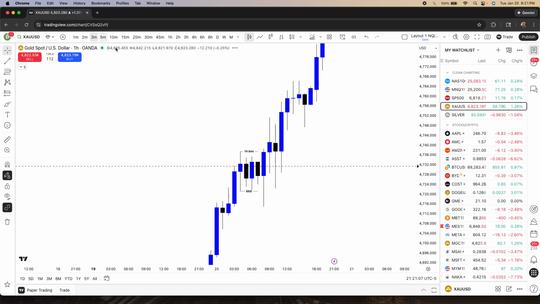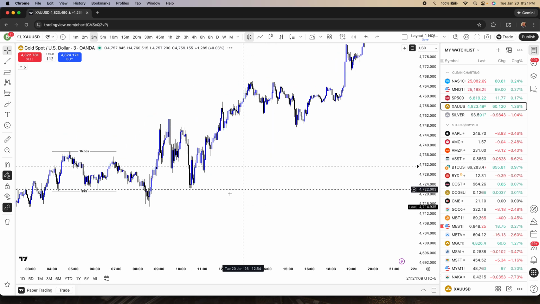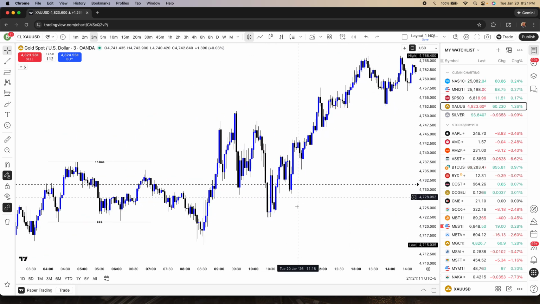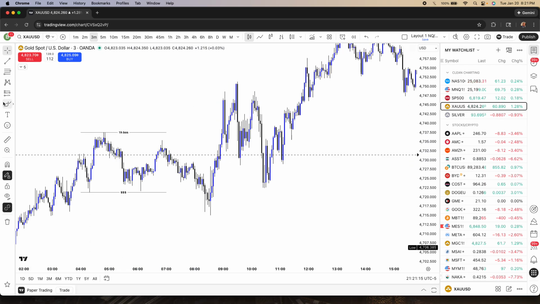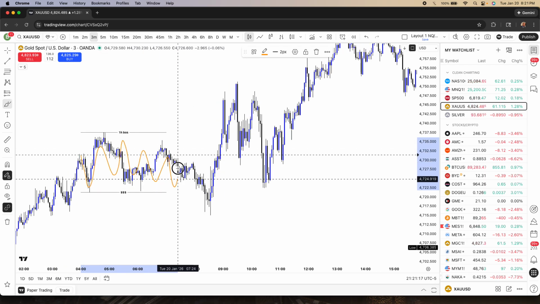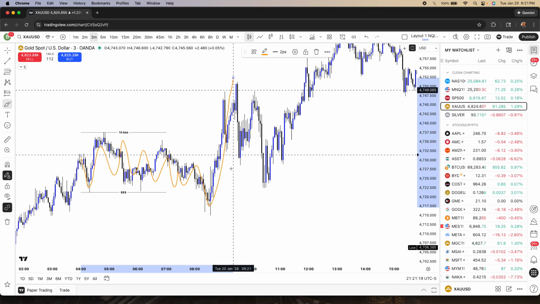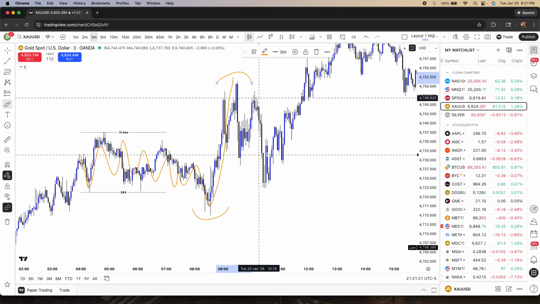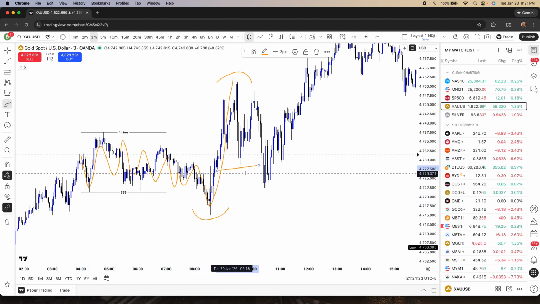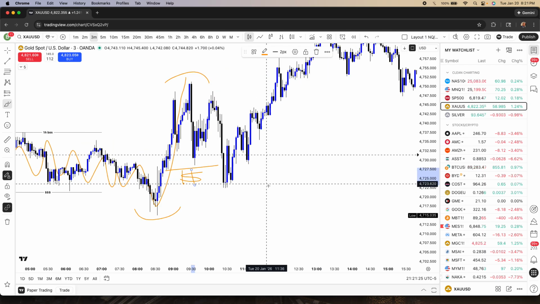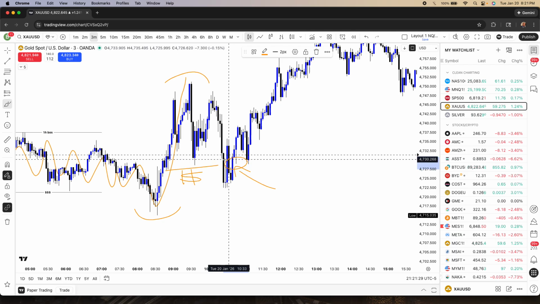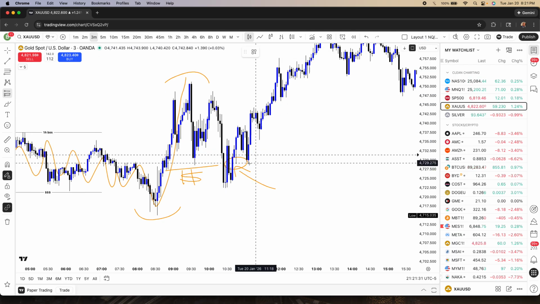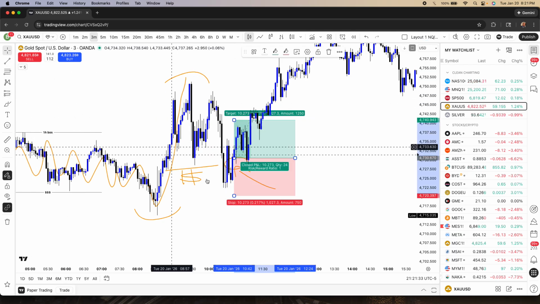Then we can go to something like the 3-minute or the 5-minute and wait for a liquidity sweep, which you can see: consolidation, accumulation, manipulation, expansion or distribution. We come back into that range. We sweep liquidity once again. Then we get an impulse on the lower time frame, creating an imbalance, which we can then target the highs once again.